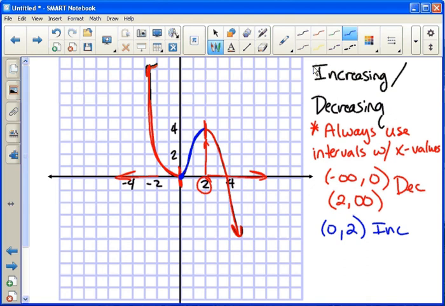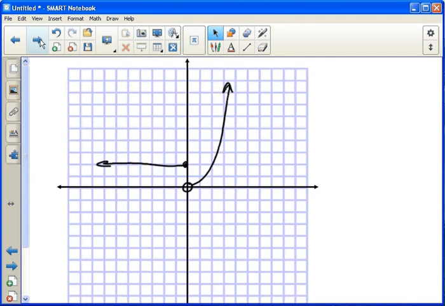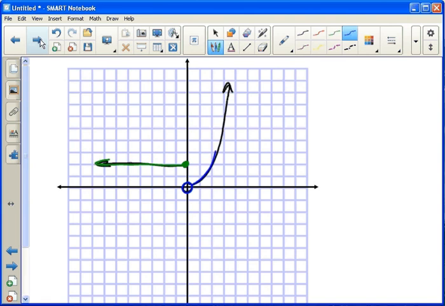Okay, next example. There's one other possibility besides increasing and decreasing, and that's that something is staying constant. So I'll use green for that. You can see this part, if I had drawn it a little better, it'd be really easy, but it's staying constant, doesn't move. And then this part is increasing. So as far left as I can go, all the way until 0, I'm going to be constant. So it's constant from negative infinity until 0.